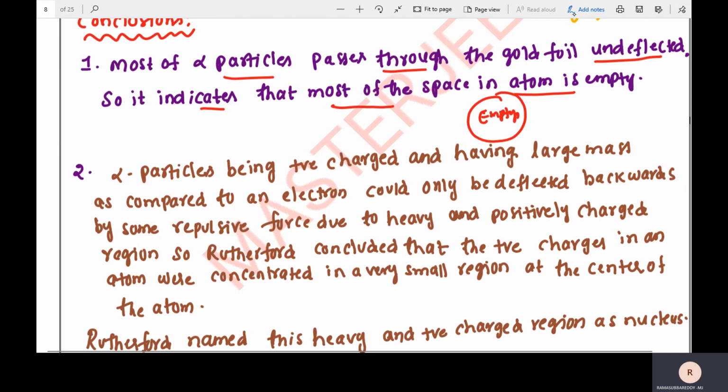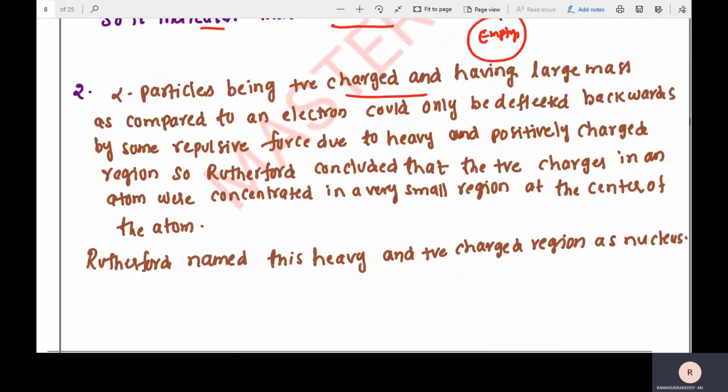Second, the alpha particle is positively charged and has a large mass compared to the electron, as we already discussed. It could only be deflected backwards due to a repulsive force from a heavy and positively charged region.